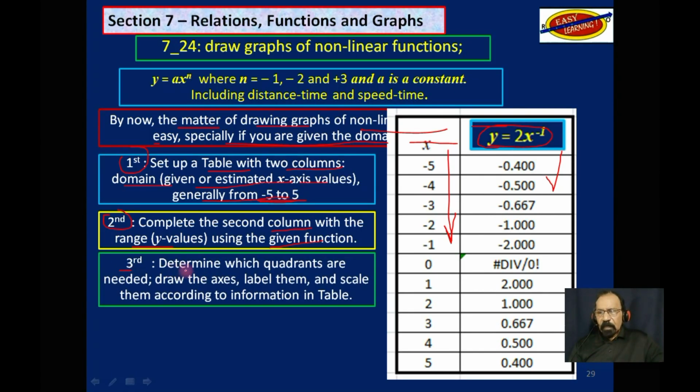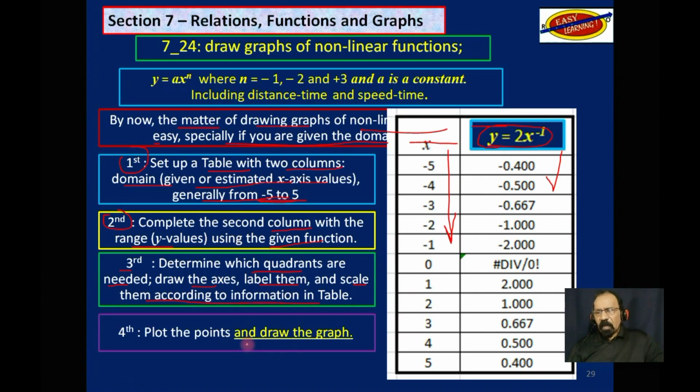After you do that, you will determine which quadrants are needed, or maybe not. You will draw the axes, label them, and scale them according to the information in this table. And then finally, you would plot the points and draw the graph. By now, you know this as standard procedure. So the first one we are looking at here is y is equal to 2x to the -1 power. So this is actually the table that we want to plot.